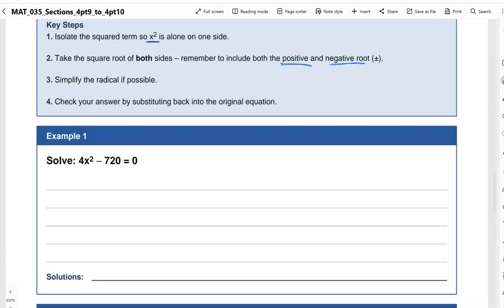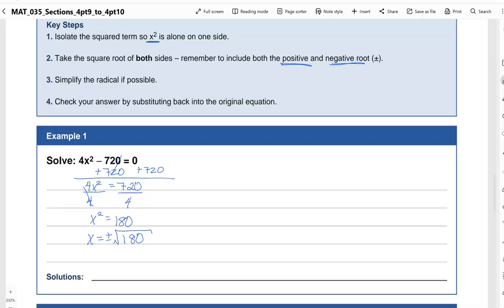We have 4x squared minus 720 is equal to 0. So we're going to start by adding 720 to both sides. We want to get that x squared by itself. So we're going to have 4x squared is equal to 720. And then we're going to divide everything by 4. I'm going to do 720 divided by 4 on my calculator off screen, and that's equal to 180. And then we're going to take the square root. Anytime we choose to take the square root, we're going to have a plus and minus. So that's going to be a plus and minus square root of 180.